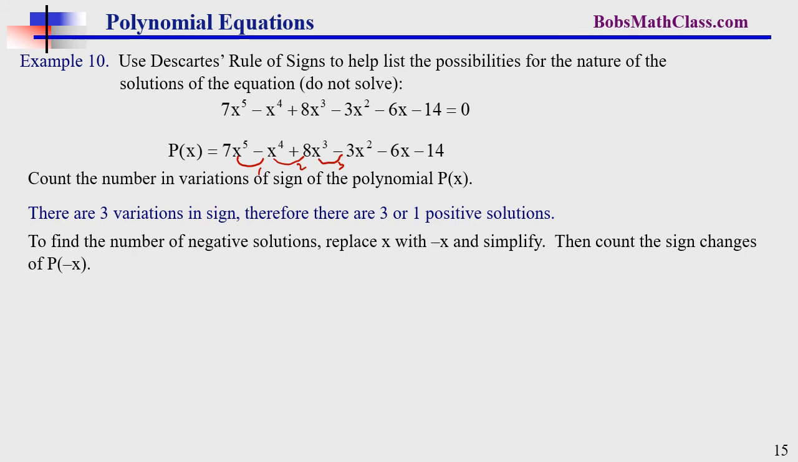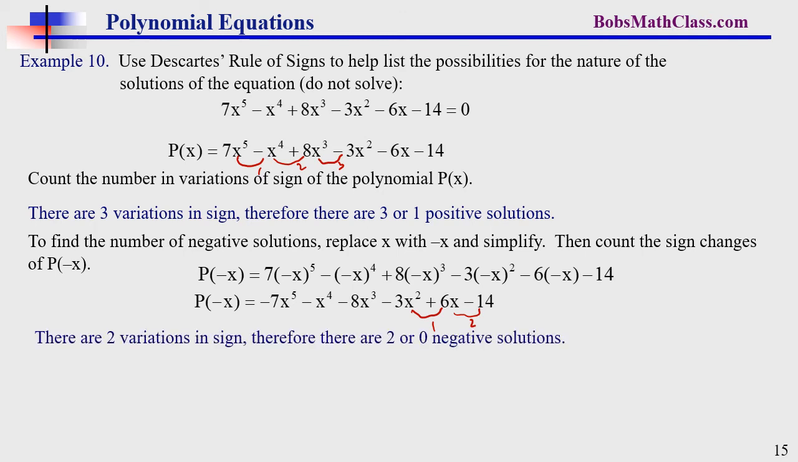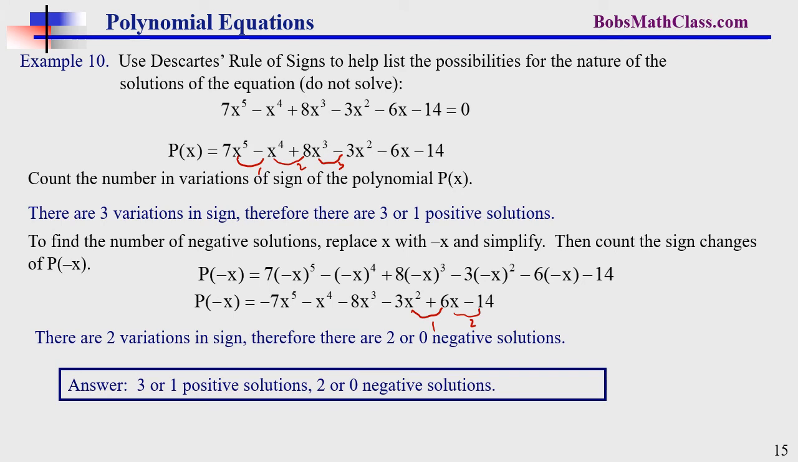Now we got to replace x with negative x. So do that and then simplify it. All right, let's count. How many do you see? It starts out negative, next one's negative, third one's negative, no changes, fourth one's negative. Here we go. There's 1. Then it goes back to positives, that's 2. So I count 2 sign changes. Therefore, there are 2 or 0 negative solutions. So there's our answer. We have 3 or 1 positives. At least we know we have 1 positive solution. And we have 2 or 0 negative solutions. I know, it's not great, but it's what we got to work with.